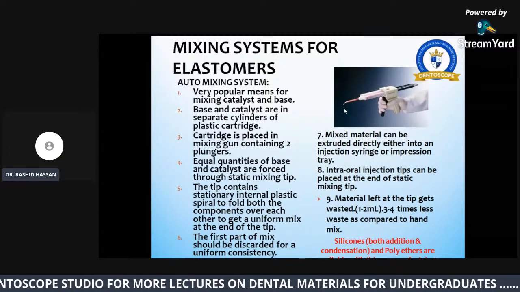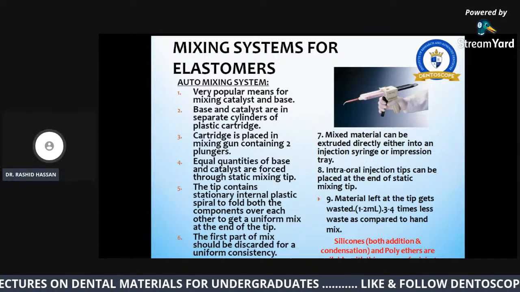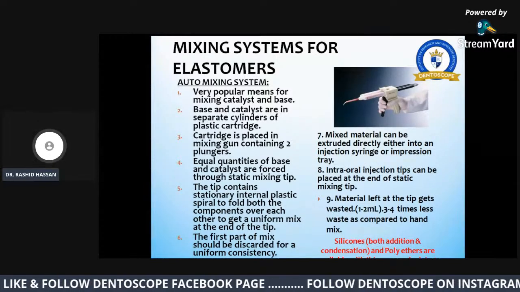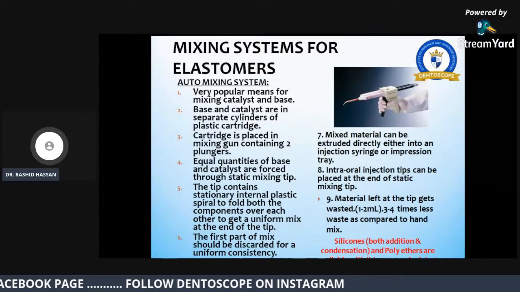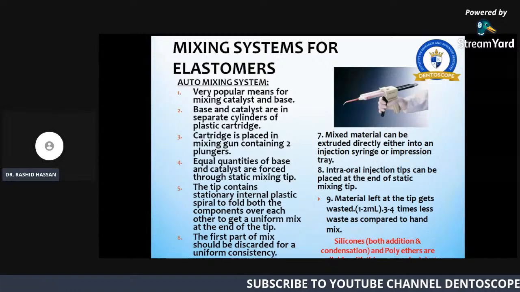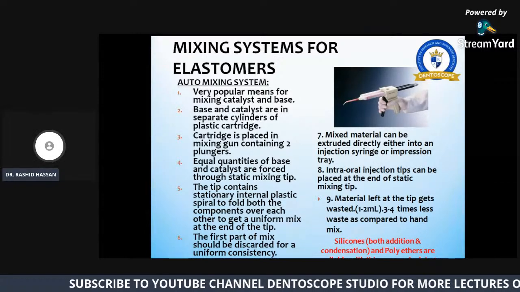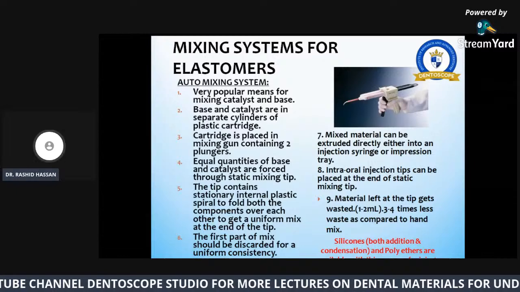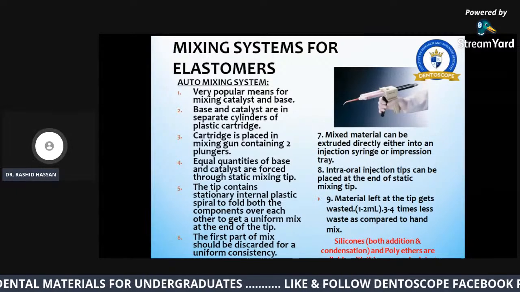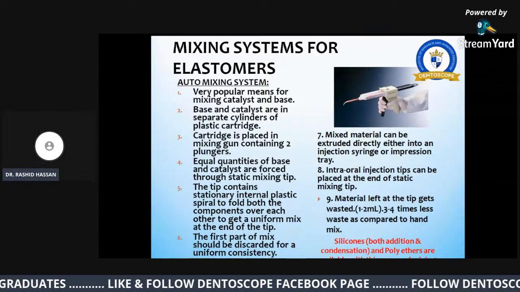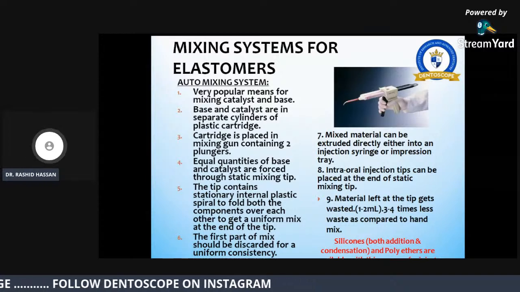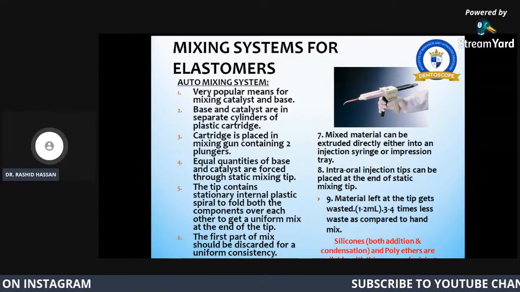It is not at all a uniform mix, so just discard it. That's the rule. Then, in the seventh point, you can see that the mixed material can be extruded directly either onto the injection syringe or the impression tray. So you can easily dispense it according to the use. If you want to record the wash impression, you just put it in the impression tray.